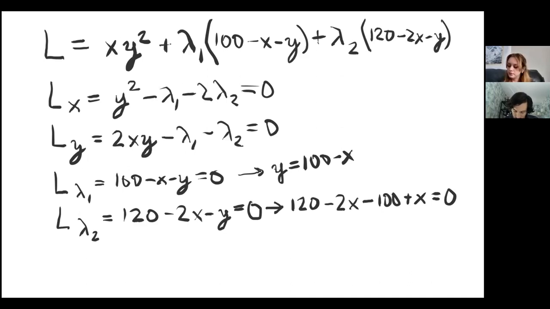Now simplify this. 120 minus 100 is 20. Negative 2x plus x is negative x. Let's just move the x to the other side, and we have an answer: x equals 20. And then from the top, from y equals 100 minus x, we get y equals 80. So we have a potential solution right now.